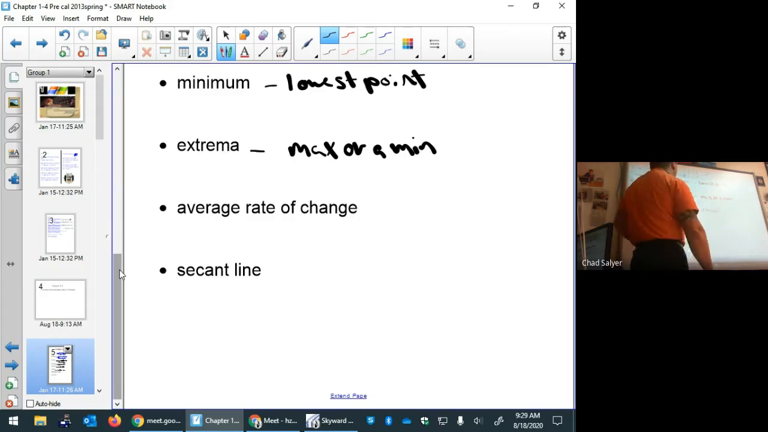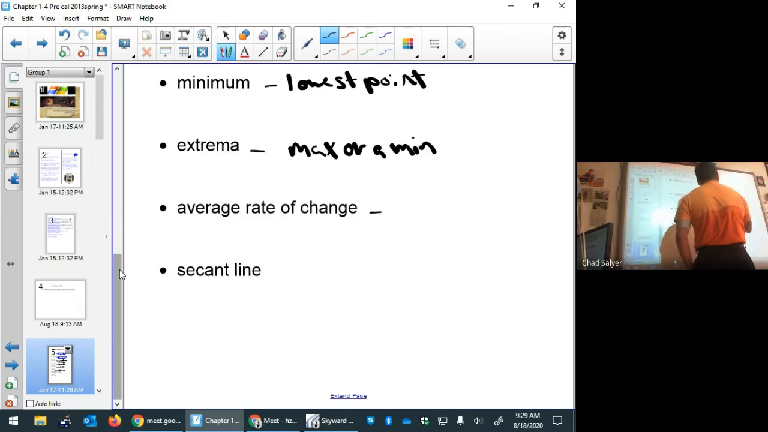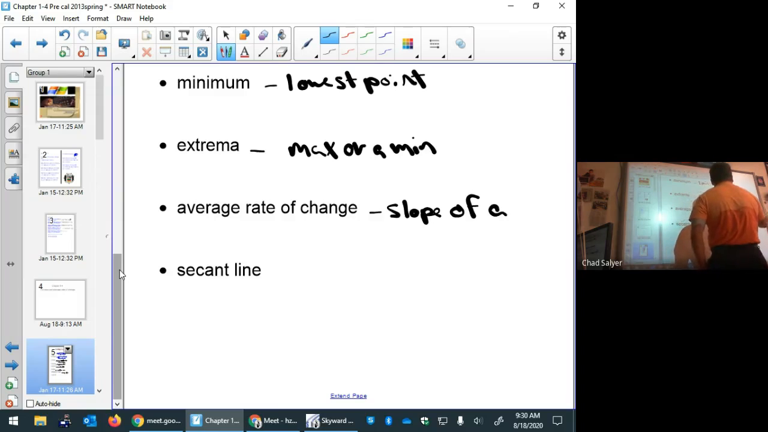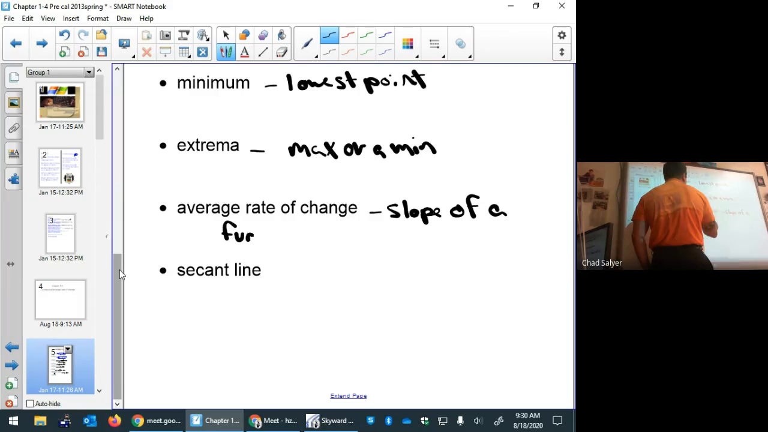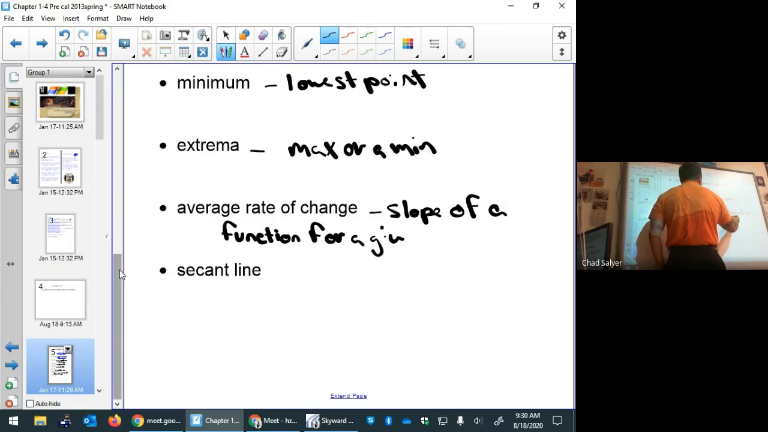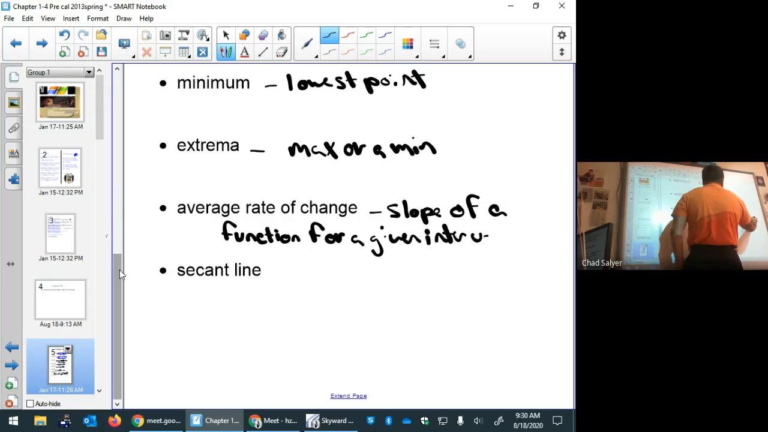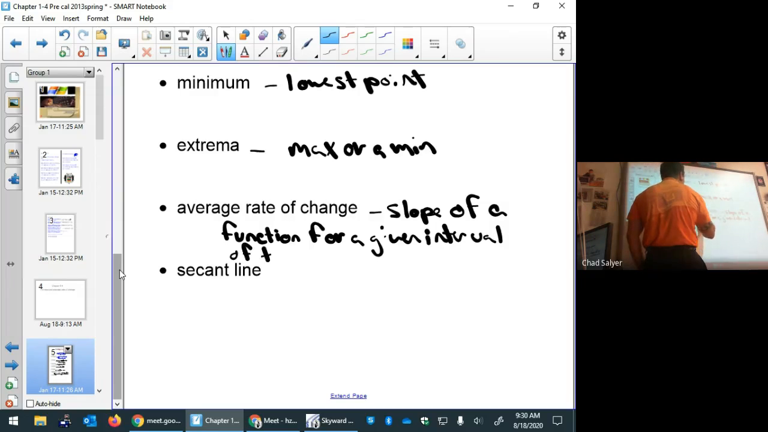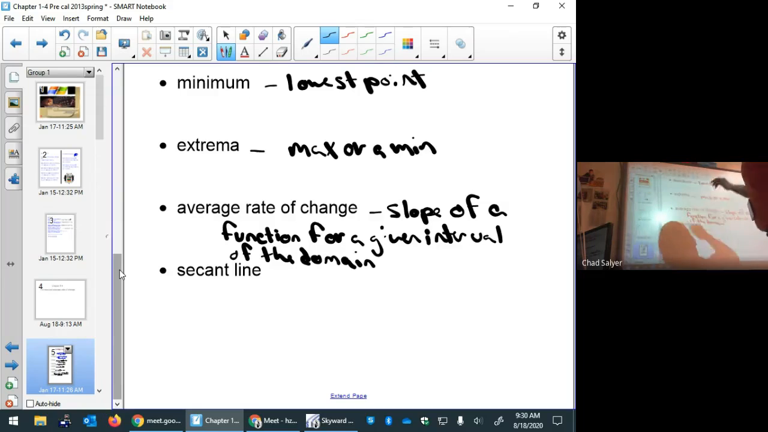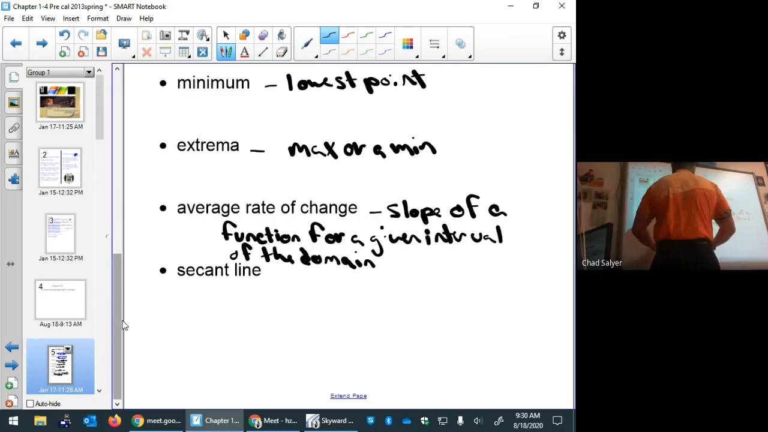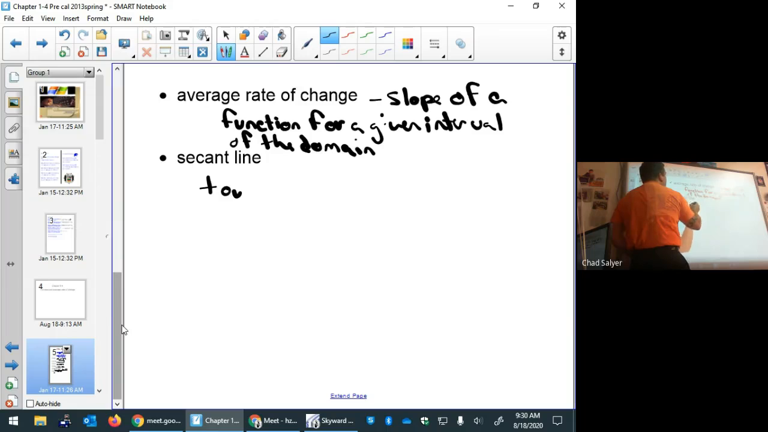And then the average rate of change. So this is the slope of a function for a given interval of the domain. So the average rate of change would be the average slope of that function for a given interval. So you're going to be between some A and some B. A secant line touches 2 points on the graph.